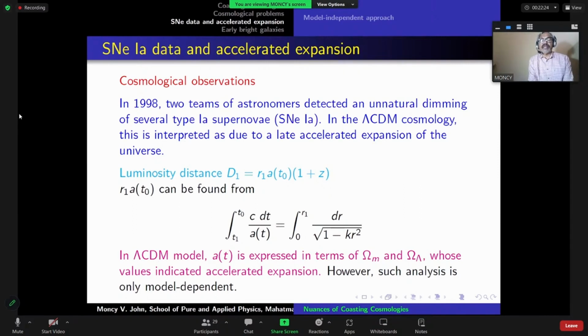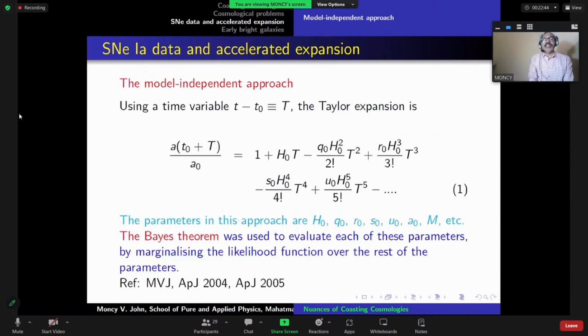And the analysis gives values of omega m and omega lambda that indicate accelerated expansion. However, this analysis can be considered only as a model-dependent analysis. What do you mean by a model-independent analysis?